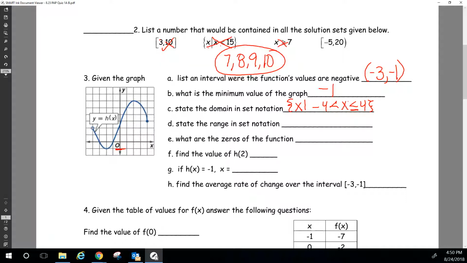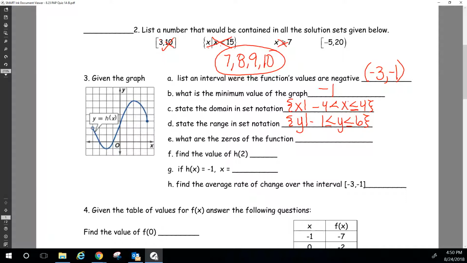Stating the range in set notation, again, we're starting with squiggly set brackets. Now we're talking about y's. So we've got all the y's from negative 1 all the way up here to 6. And since we're going through those values, both of those guys are included.